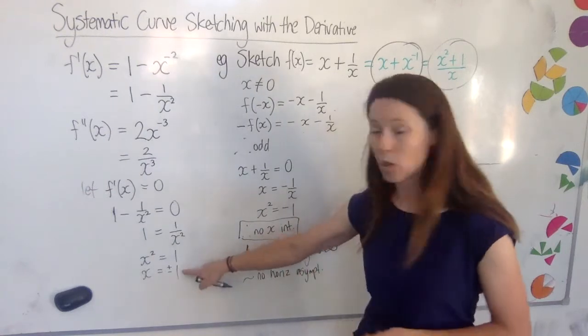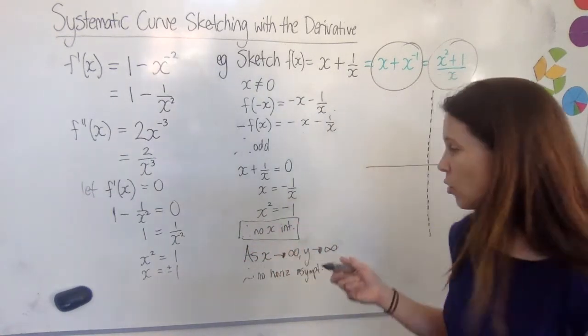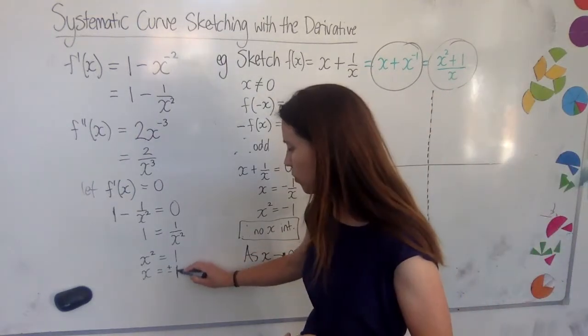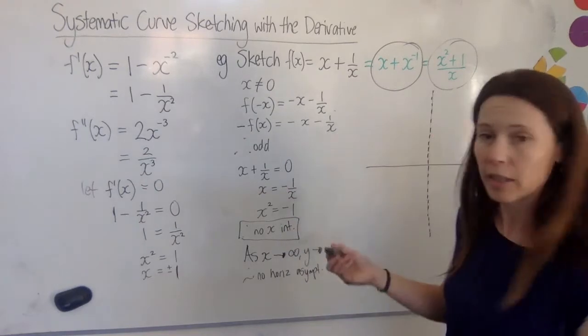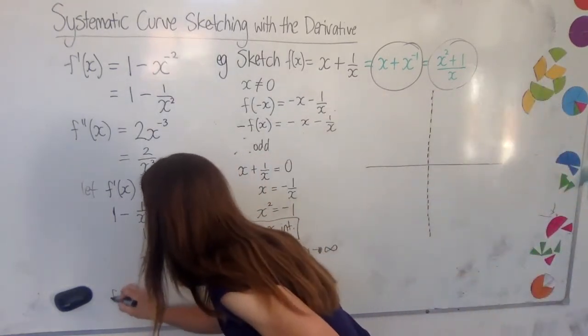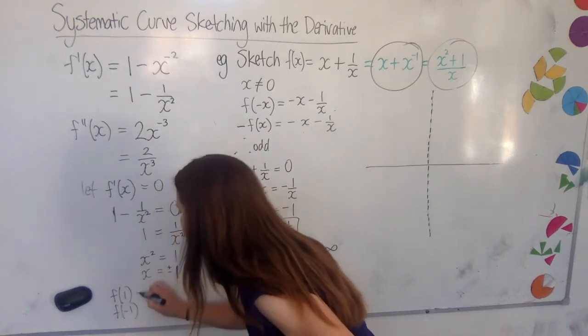So that means there's 2 stationary points on this graph, 2 potential turning points or horizontal points of inflection. We're not sure which yet. Now we're not sure where they are in space. So let's consider when x is 1 and when x is minus 1, let's find y.